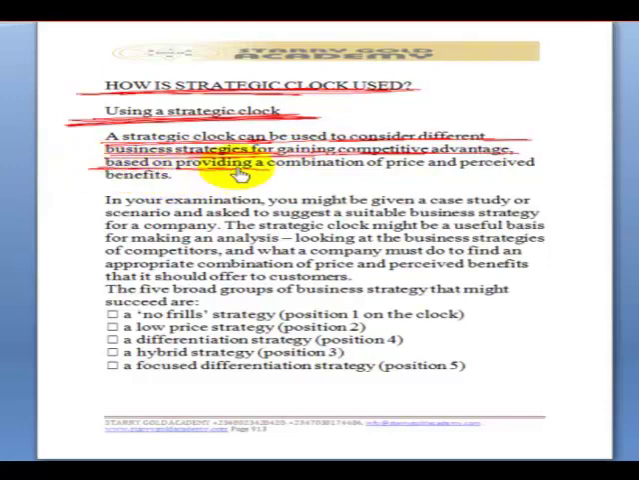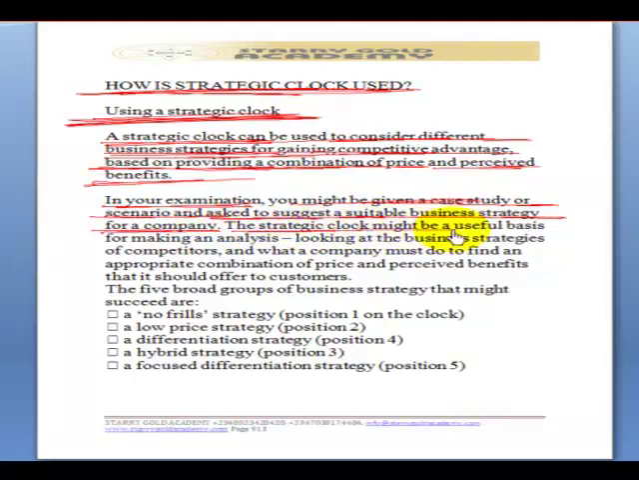And this is often based on the provision of a combination of price and perceived benefit. This therefore means that the business strategies that will be adopted at this point in time have to be centered on the combination of price and perceived benefit. So in any given examination, we are likely to be given a case study or scenario, and students may be asked to suggest a suitable business strategy for a typical company based on the case study or scenario which a student must have carefully read.